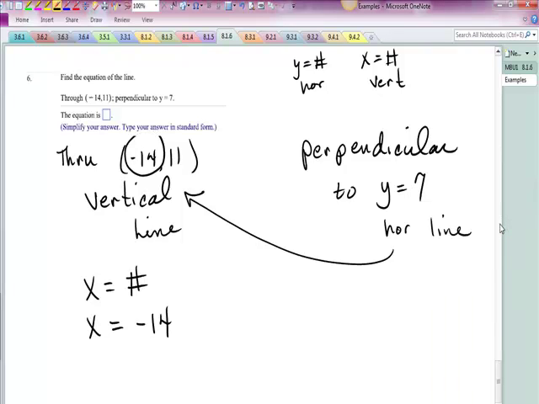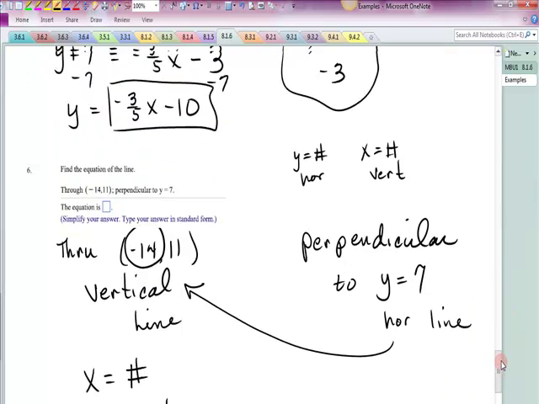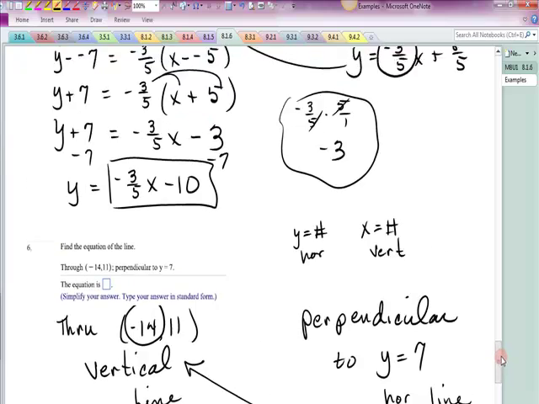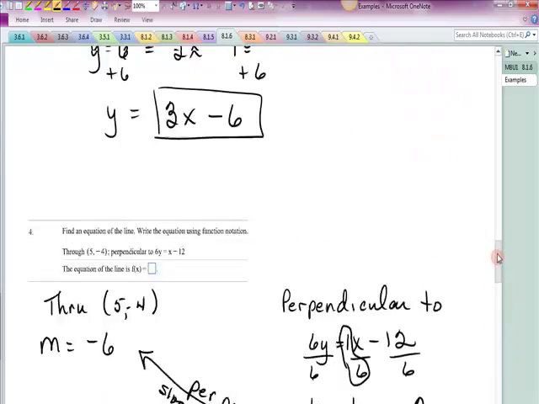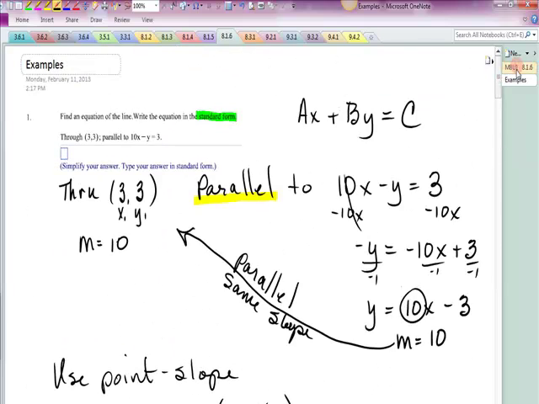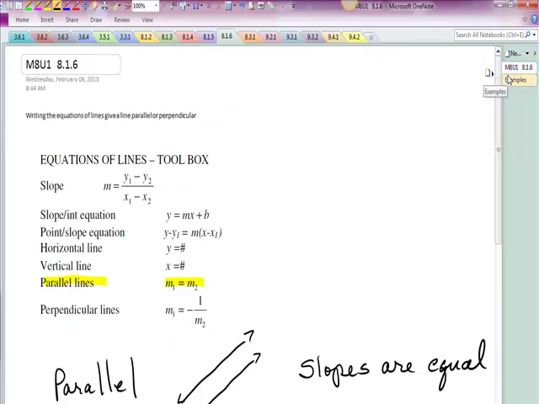So hopefully that is enough. That's quite a few examples for you to find the equation of the line, and each one of these was related to the concept of parallel or perpendicular. Remember that if lines are parallel, their slopes are the same. If lines are perpendicular, their slopes are opposite in sign, one positive, one negative, and they are reciprocals of each other. Okay, so please work on that assignment.